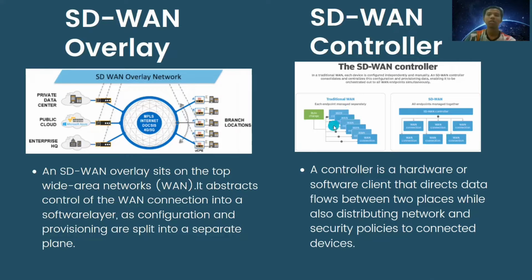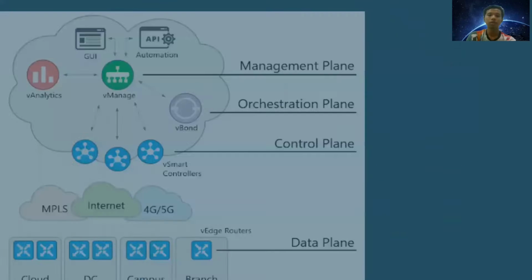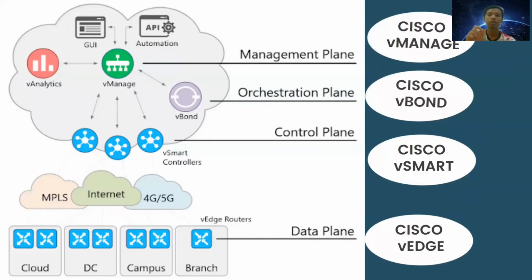Next, I will give an example of how Cisco SD-WAN works. Cisco SD-WAN is composed of 4 segregated planes, which are the orchestration plane, management plane, control plane, and data plane. Firstly is Cisco vManage. The SD-WAN system management plane is Cisco vManage. It controls the system's user interface and serves as the dashboard that network administrators utilize on a regular basis.